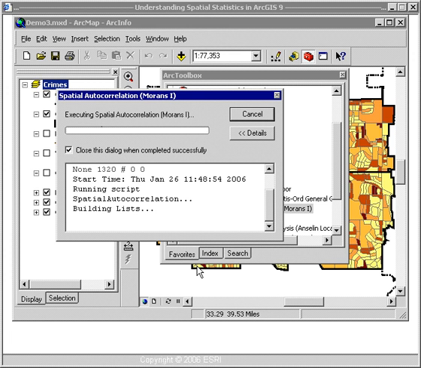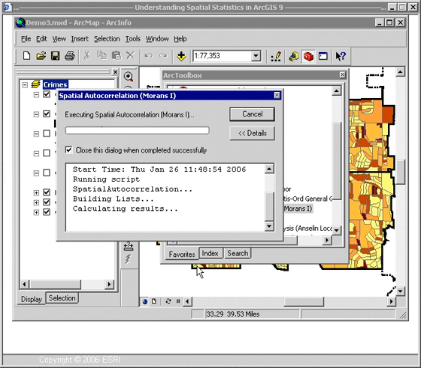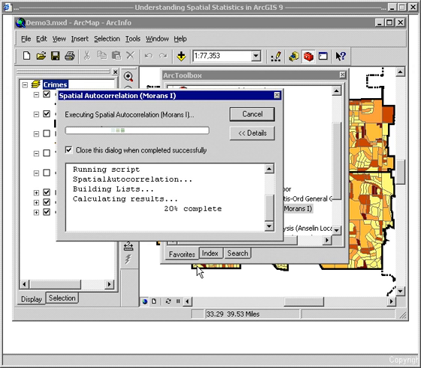Now, while that's running, I want to let you know that for right now, the best way to examine how spatial clustering changes as the scale of analysis changes is in fact to run the spatial autocorrelation tool multiple times. In the release of ArcGIS 9.2, there will be a new tool called the Multi-Distance Spatial Cluster Analysis tool based on Ripley's K function that will provide a more straightforward way of finding this value.